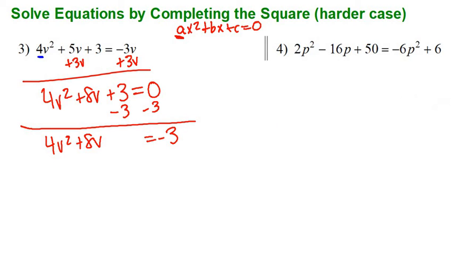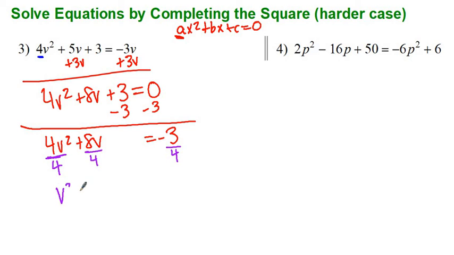Completing the square only works when this number here is 1. And if it's not 1, we need to make it 1. How can you make it 1? Well, v squared is being multiplied by 4, so we can cancel that out by dividing by 4. And I have to do that all along this problem. I can't just divide one term by 4. I have to keep the equation balanced by doing it to everything.